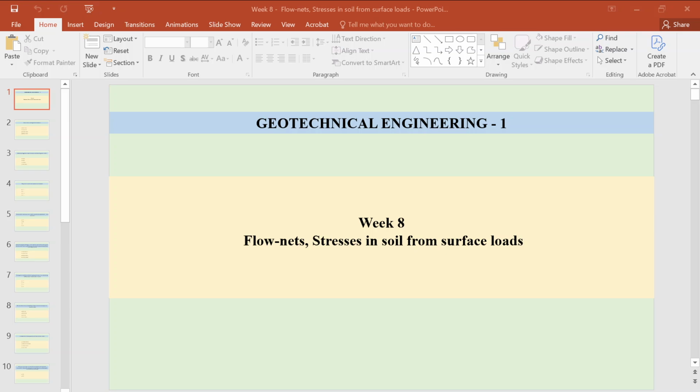So some bits of the concepts and problems will be there here also, and also a generalized view on the stresses in soil from surface loads will be covered. Like the other sessions, it will have MCQs, true-false statements, and numericals. I hope you know the procedure, and without further ado, I'll start dictating the questions.